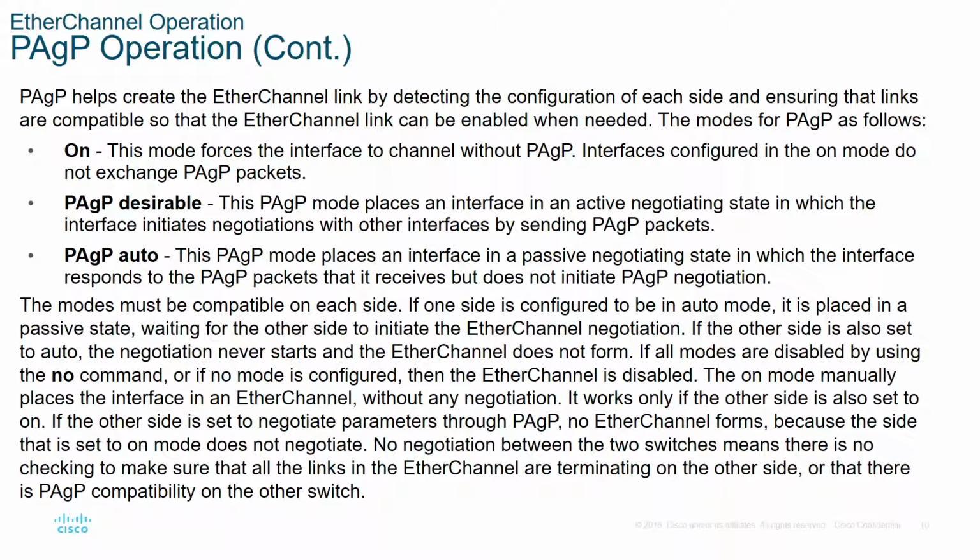The on mode manually places the interface in an EtherChannel without any negotiation. It works only if the other side is also set to on. If the other side is set to negotiate parameters through PAgP, no EtherChannel forms, because the side that is set to on mode does not negotiate. No negotiation between the two switches means there is no checking to make sure that all the links in the EtherChannel are terminating on the other side, or that there is PAgP compatibility on the other switch.